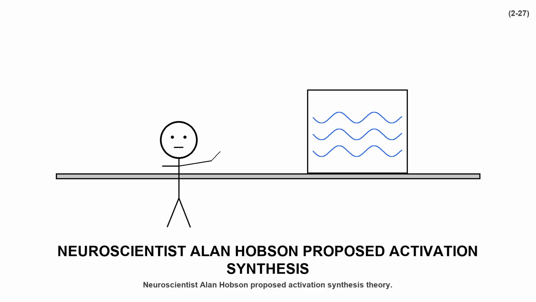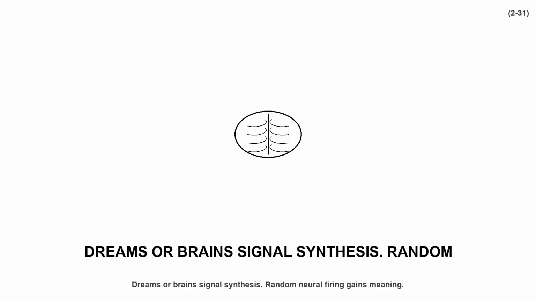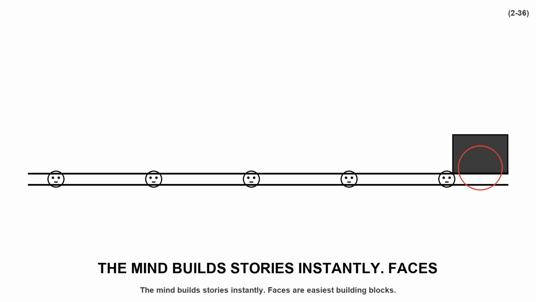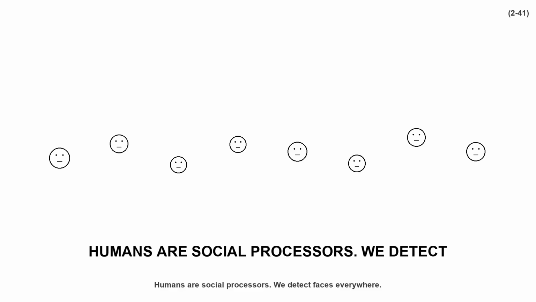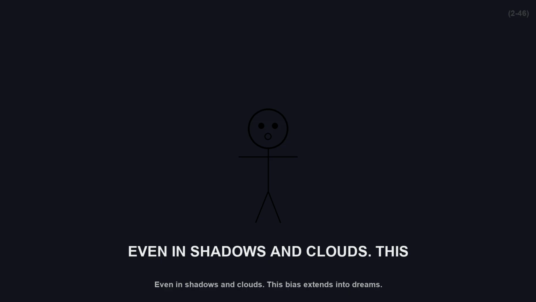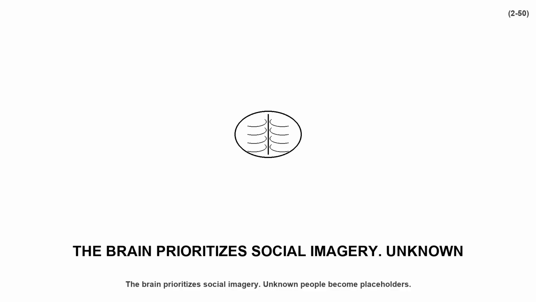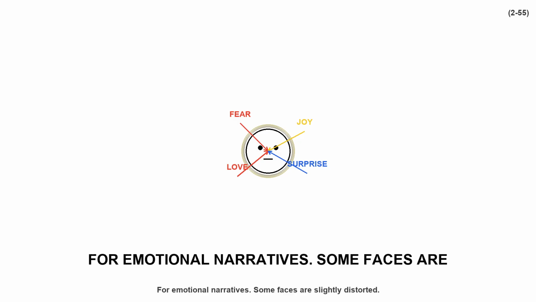Neuroscientist Allan Hobson proposed activation synthesis theory. Dreams are brain signal synthesis. Random neural firing gains meaning. The mind builds stories instantly. Faces are the easiest building blocks. Humans are social processors. We detect faces everywhere. Even in shadows and clouds. This bias extends into dreams. The brain prioritizes social imagery. Unknown people become placeholders. For emotional narratives.